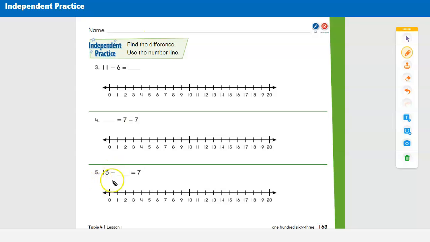On number 5, you are looking for the missing number that you would take away from 15 that would give you 7. So you would still plot 15 and jump back until you get to the number 7. So you would count back how many jumps it took you to get to the number 7 and write that number in the blank. So now is a good time to pause the video so that you can independently work on numbers 3, 4, and 5. If you get confused, just rewind the video to watch our guided practice again.